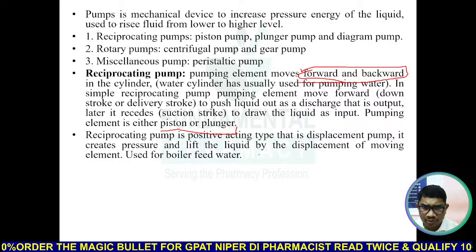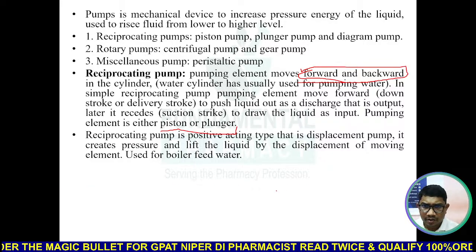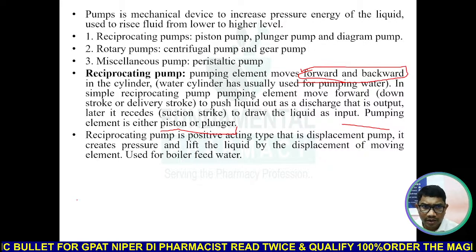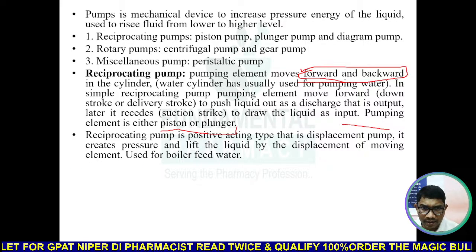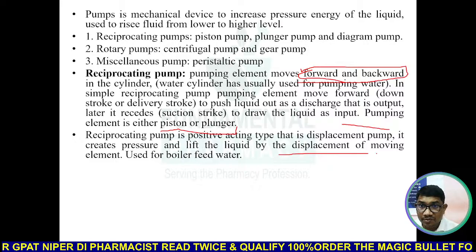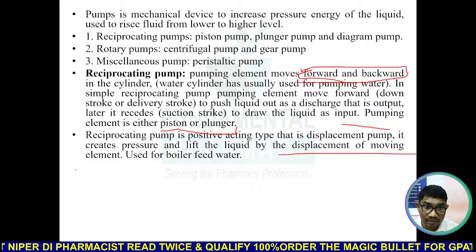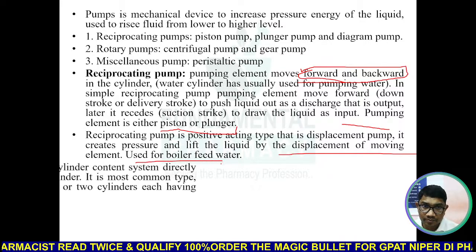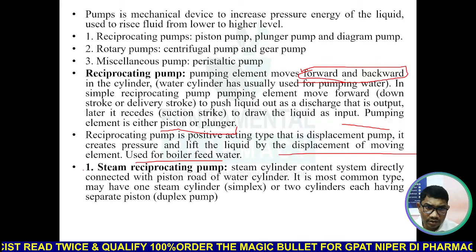Reciprocating pump is a positive acting type pump, that is, a positive displacement pump. It creates pressure and lifts the liquid by the displacement of the moving element, used for boiler feed water.